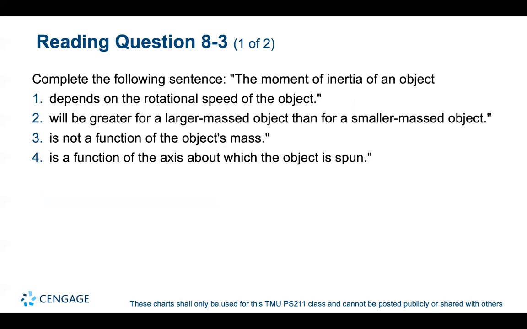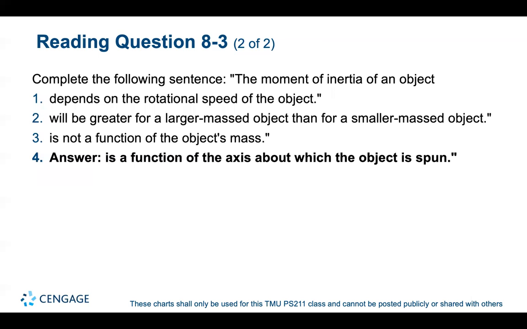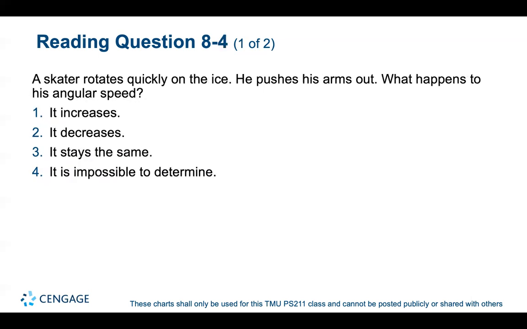Complete the following sentence: the moment of inertia of an object is a function of the axis about which the object is spun. Just to review for that part: a skater rotates quickly on the ice, and he pushes his arms out. What happens to his angular speed? It decreases. I'm sure you've seen ice skaters do this with different tricks, where by putting their arms in, they start to go faster. They pull their arms out and they go slower. And so they can have an interesting effect just by moving their arms.